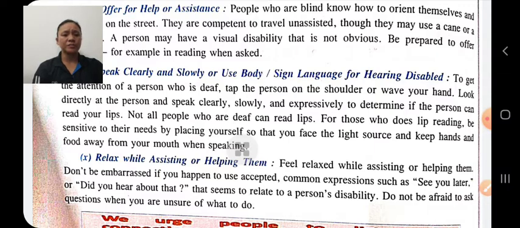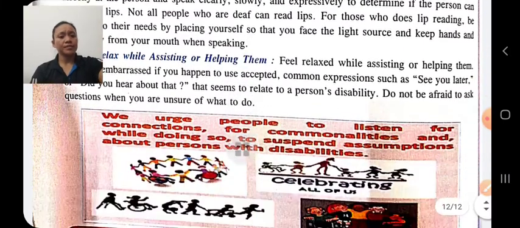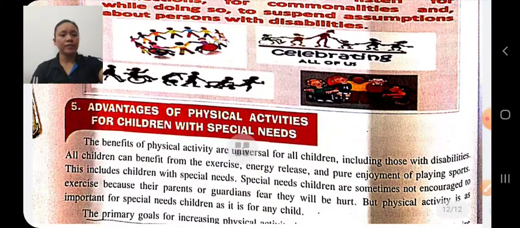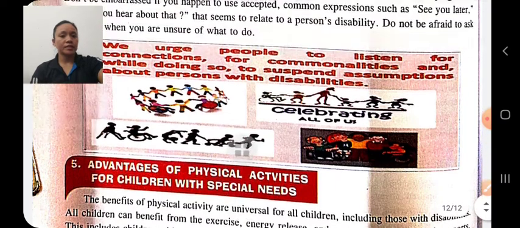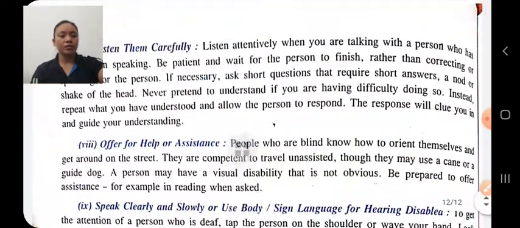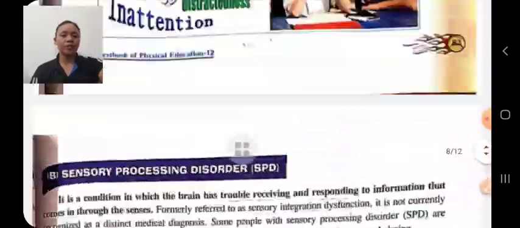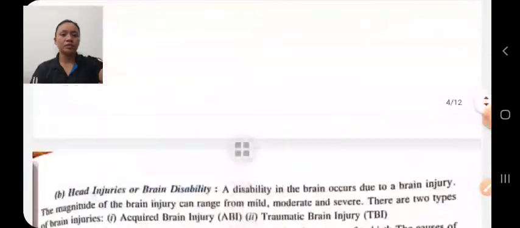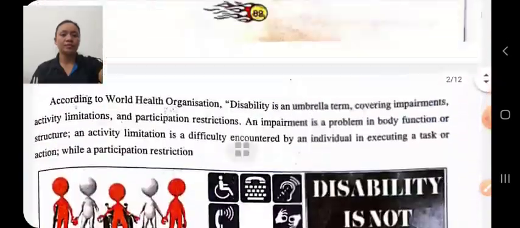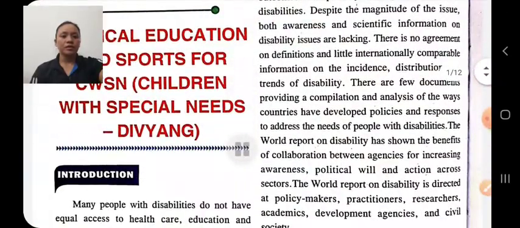Be relaxed. These are some disability attitudes and the disadvantages of physical activity for children with special needs. It is out of your syllabus. Only this much. We have completed our 4th unit, physical education and sports for children with disabilities, that is, Divyang.